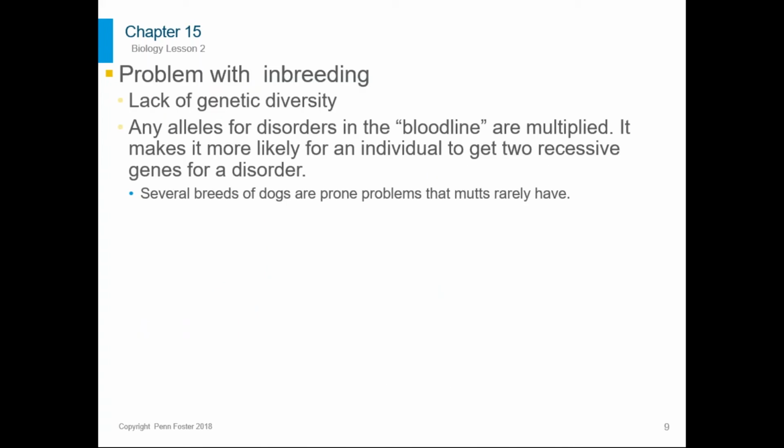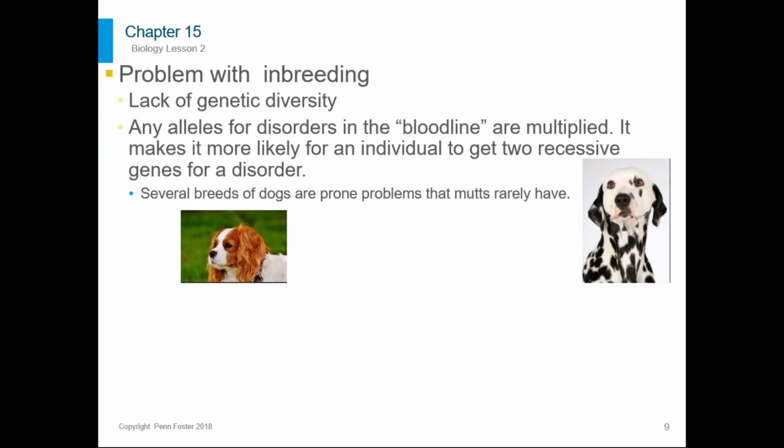So the problem with this is that not only will the desired alleles show up more regularly in individuals, but the negative alleles in the bloodlines will also be more frequent. So inbreeding makes it more likely for an individual to get two recessive genes for a disorder. And this shows up again in several breeds of dogs that are prone to problems that mutts rarely have. For example, Cavalier King Charles Spaniels have spinal cord problems, and Dalmatians are often born deaf, and a lot of other breeds have hip problems.